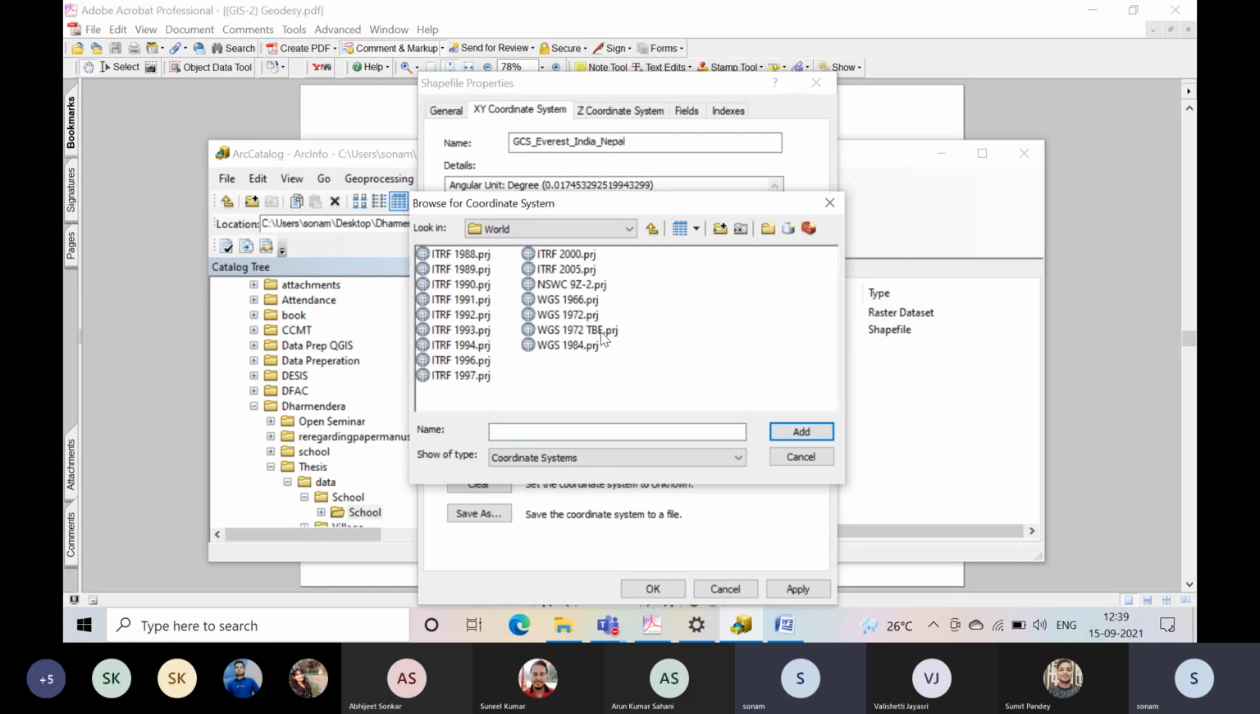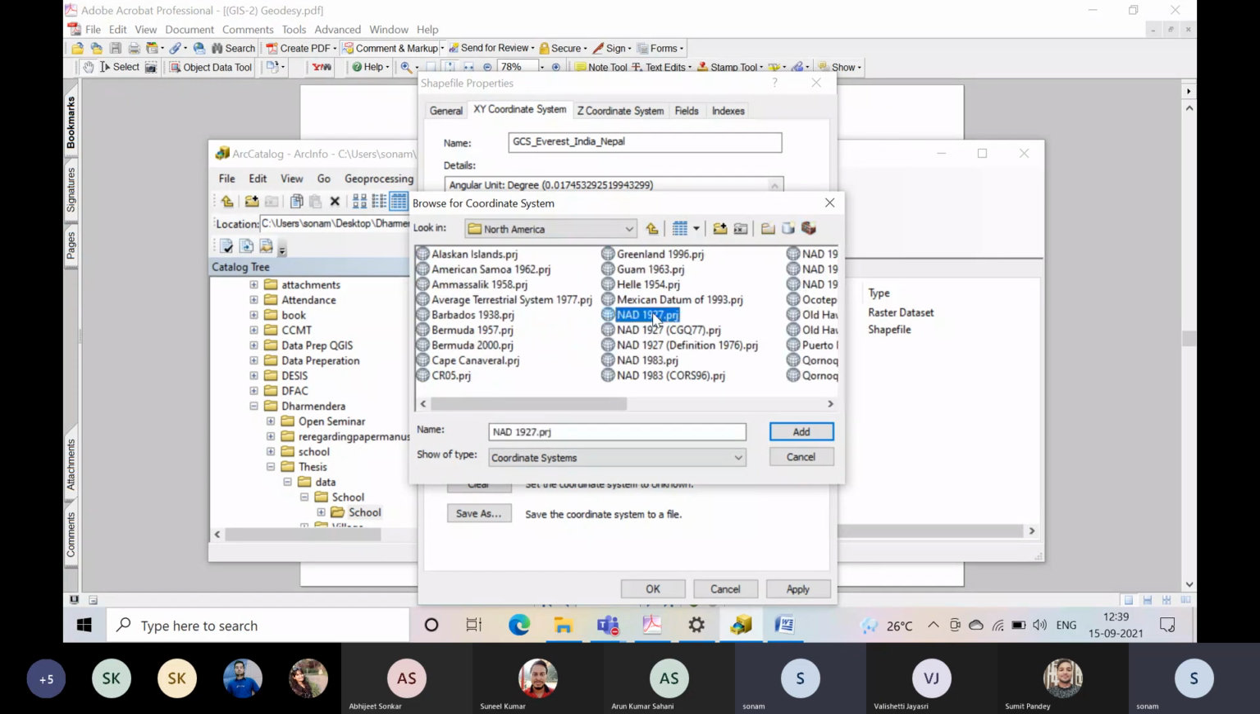Then there is another system called North American Datums. I have opened the North America. Here you can see NAD 1927, NAD 1983 and others. NAD stands for North American Datum.